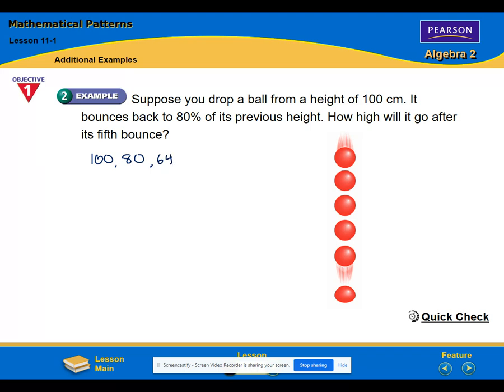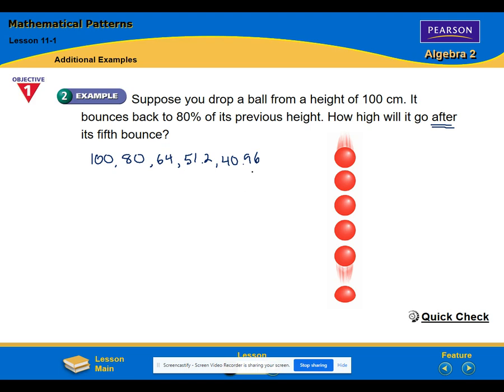And the reason I paused there is I was setting up the geometric sequence on my handheld calculator, so that the next number will be 51.2. And the next number will be 40.96. Okay, now let's stop there. Does that answer the question? Suppose you drop a ball from a height of 100 centimeters. It bounces back to 80% of its previous height. How high will it be after its fifth bounce? Is that the answer, 40.96?